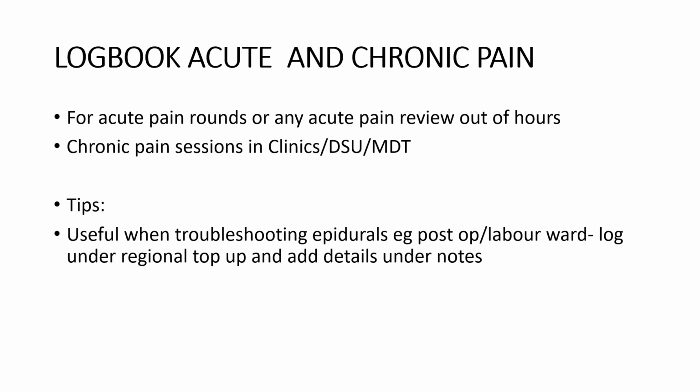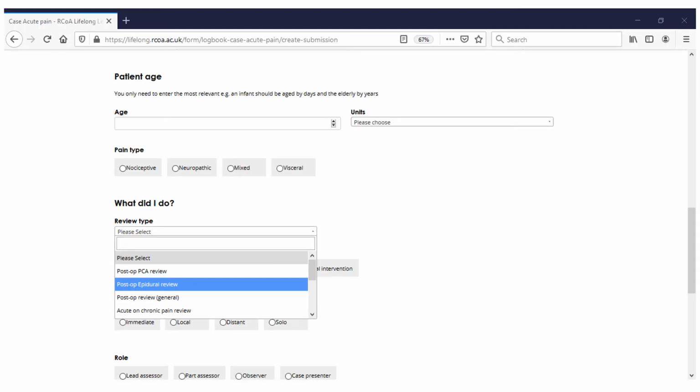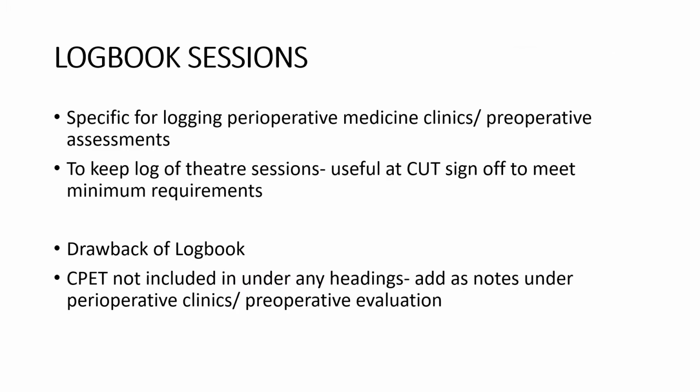In regards to the acute and chronic pain logbook, it allows you to enter details of the acute pain rounds and the sessions in the pain clinics or the day surgery unit performing interventional pain procedures. You could also use it to add out-of-hour acute pain reviews like troubleshooting a post-op epidural or a labor epidural, and can log it under regional block top-up and add the relevant notes.